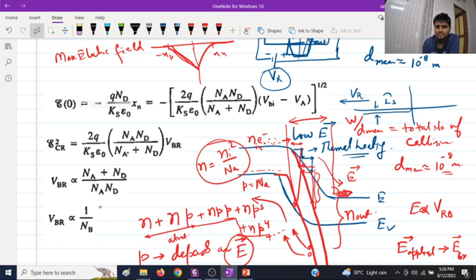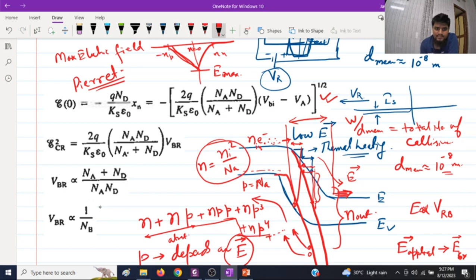Okay. So this is x is equal to 0. At 0, this is the maximum electric field, and this expression is given by this equation. You can consult this textbook; these equations are taken from there.